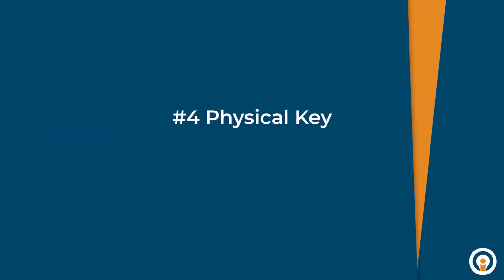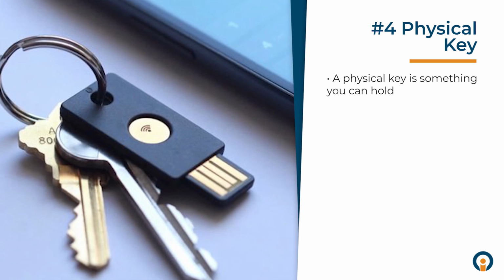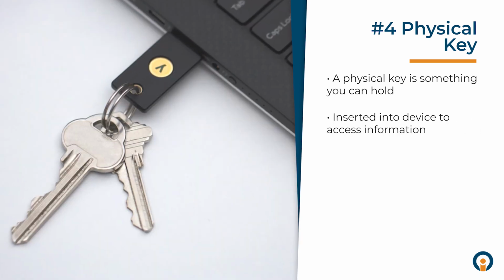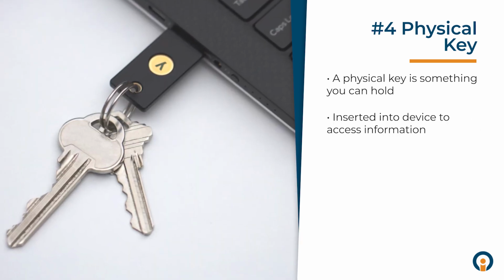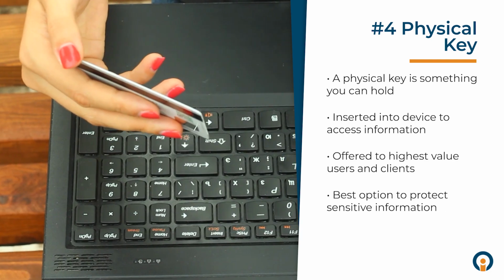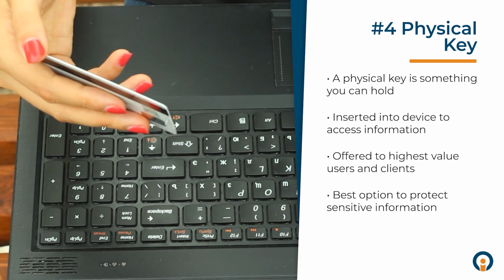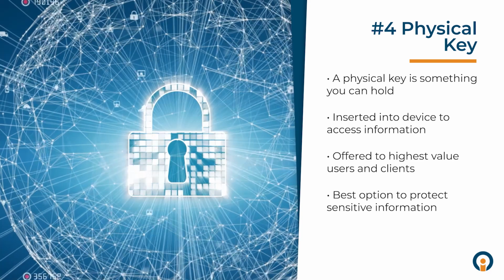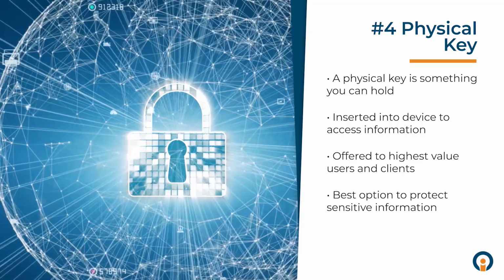The fourth type of MFA, multi-factor authentication, is a physical key. While the previous 3 types of MFA have been virtual, a physical key is something you can hold. Users will insert the physical key into the device or computer to access information. Companies will offer physical keys to their highest value users. Typically, a physical key is the best option to protect sensitive accounts and data like banking, insurance, and investment information. This key is considered one of the most secure methods of MFA.